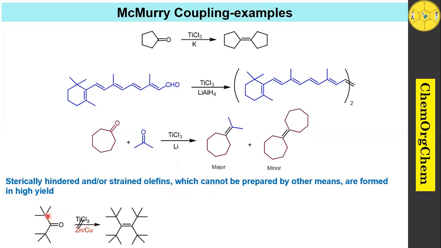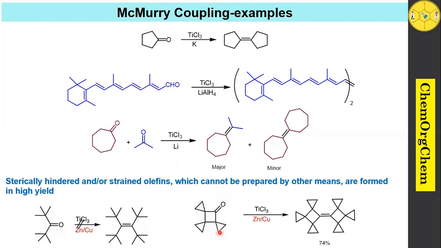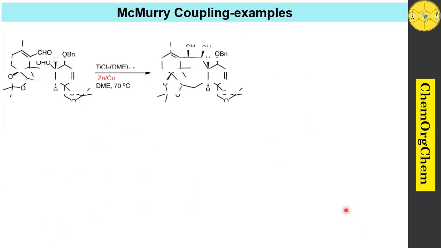Now consider this example, this ketone is a highly sterically hindered ketone. When you apply titanium trichloride and zinc-copper couple, it could not produce the corresponding product. And when you see this strained ketone, when you subject it to this condition, it readily produces the corresponding strained alkene compound in good yield.